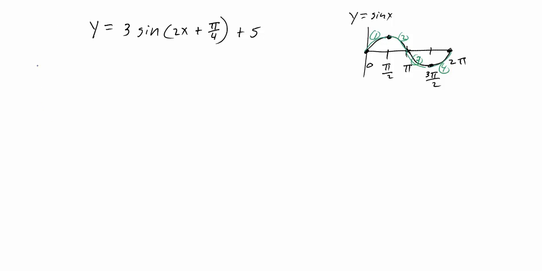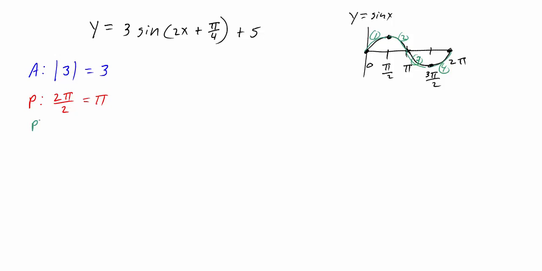So I'm going to start out by first identifying what is the amplitude. Well, the amplitude is going to be the absolute value of 3. So the amplitude is 3. And if we calculate the period, it is going to be 2 pi divided by b. So in this case, that's going to be the 2. So we end up with the period is equal to pi.